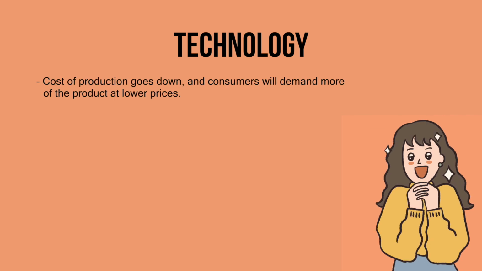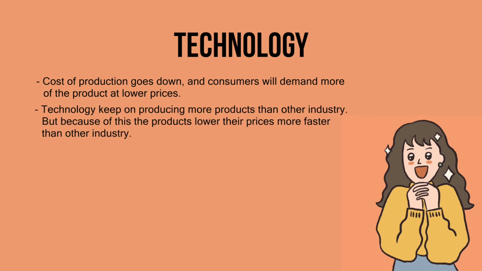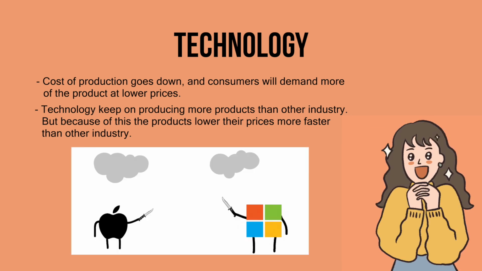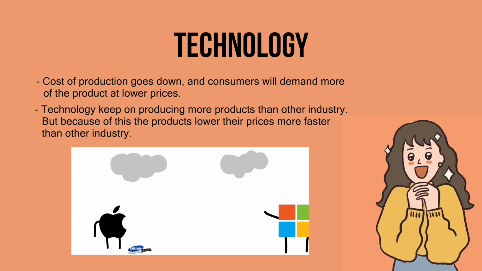The cost of production goes down, and consumers will demand more of the product at lower prices. Basically, technology keeps on producing more products than other industries. But because of this, the products lower their prices faster than other industries. For example, iPhone or Samsung smartphone, the prices of the latest products can be expensive, but the rate of the prices going lower is faster.